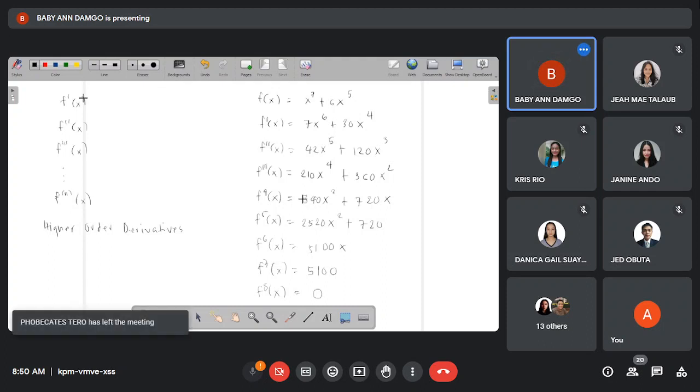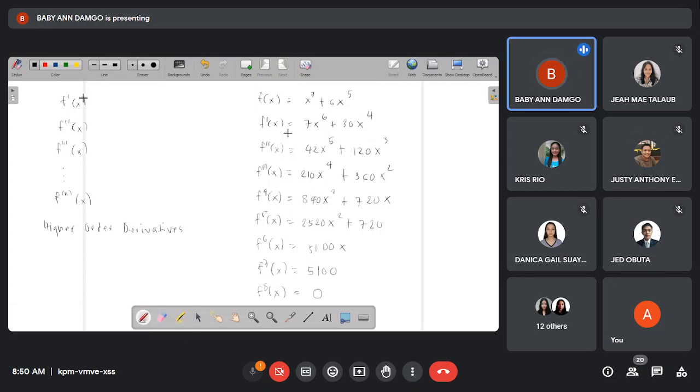This is continuous. If your first derivative is already wrong, then expect that the second derivative will also be wrong. The second depends on the first, the third depends on the second, the fourth depends on the third, and so on. Okay?